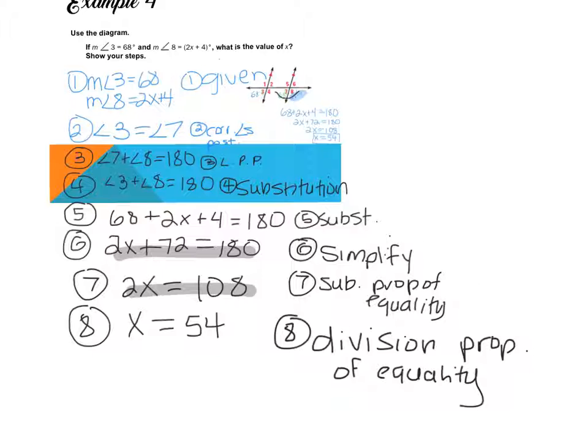Oh, I missed it. 4 and 5 are both substitution, right? In 4, we took the 7 and replaced it with the 3. And in 5, we took the 3 and replaced it with the 68, and the 8 and replaced it with the 2x plus 4. Sorry, thank you. You're welcome.